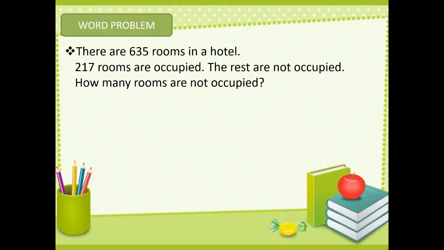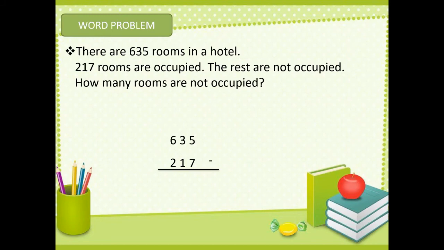There are 635 rooms in a hotel. 217 rooms are occupied. The rest are not occupied. How many rooms are not occupied? Okay sayang, listen for explanation. Okay, we need to make this first.